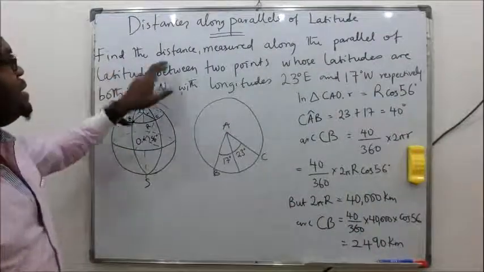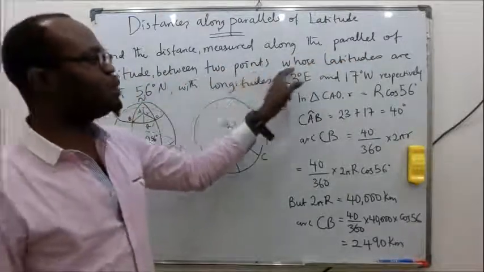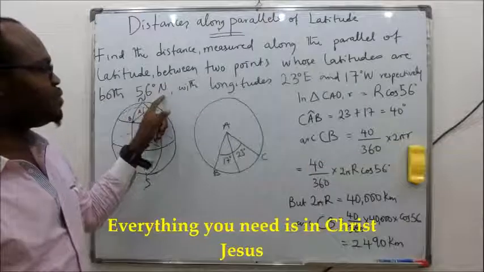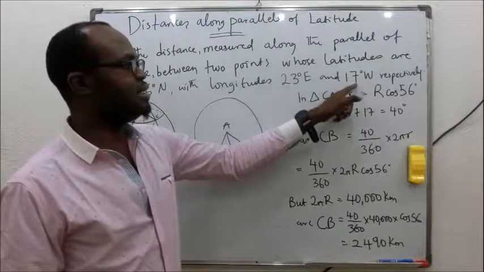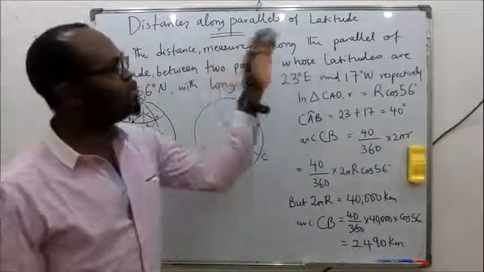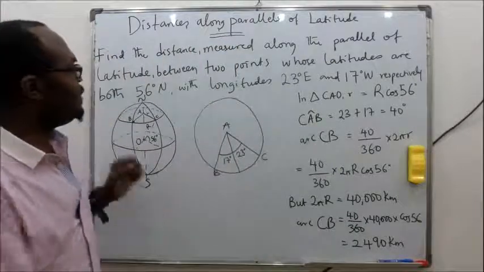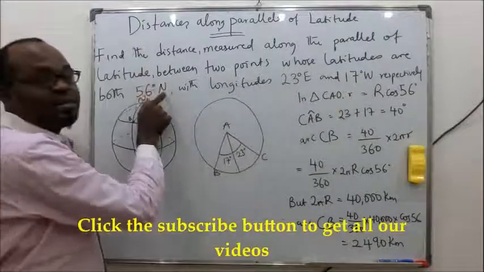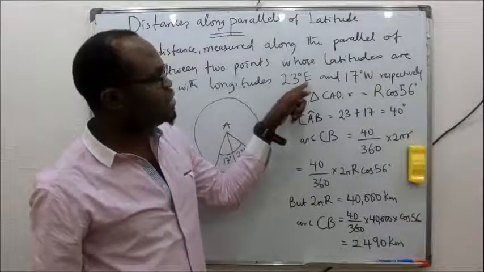Find the distance measured along the parallel of latitude between two points whose latitudes are both 56 degrees north, with longitudes 23 degrees east and 17 degrees west respectively. I told us that whenever we have problems of calculating distances in longitudes and latitudes, given that both points have the same latitude, we check the longitudes. We check whether the direction is the same.